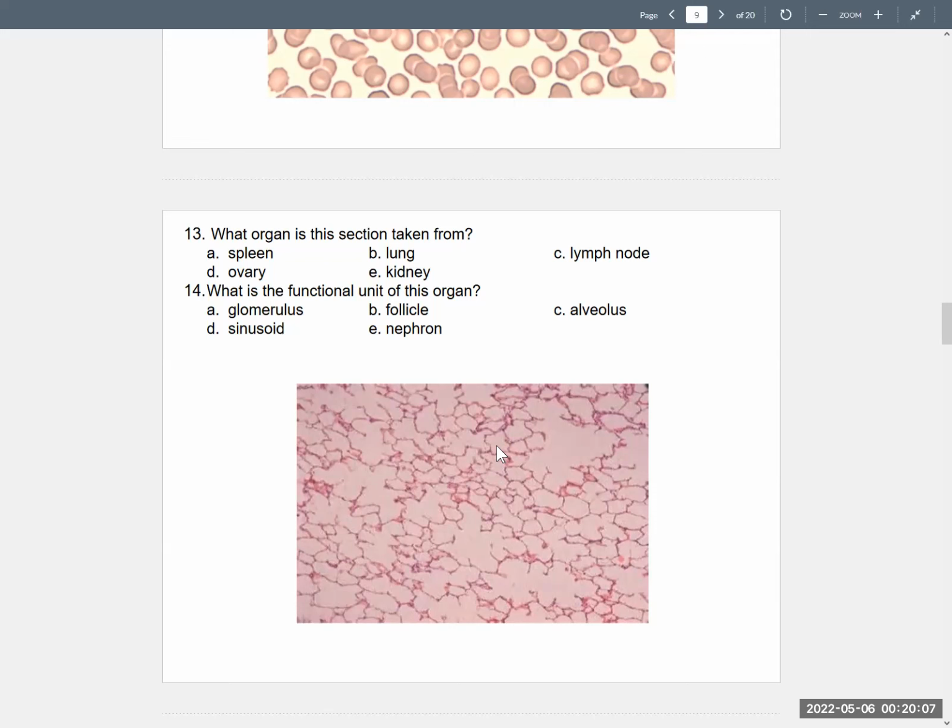What's the functional unit of the lung, now that we know it's the lung? Let's do it differently. The glomerulus is a unit in the kidney. Sinusoid, we never heard about that one. Follicle is a unit in the ovary. Nephron is the functional unit of the kidney. It only leaves one. It's the alveolus.